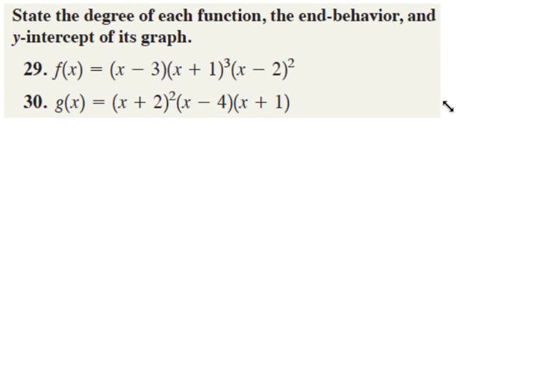Next one we're going to look at is going to start just like that first example we saw, where it'll be in factored form for us. We're going to state the degree of each function, the end behavior, and then the y-intercept of this graph. So number 30 as our example here. The degree of this function: 1, 2, 3, 4. So we have a fourth degree function. There's 2 there, 1 here, 1 here.